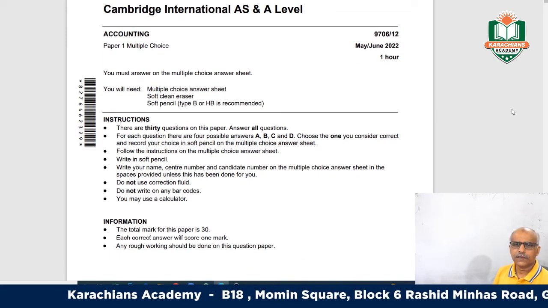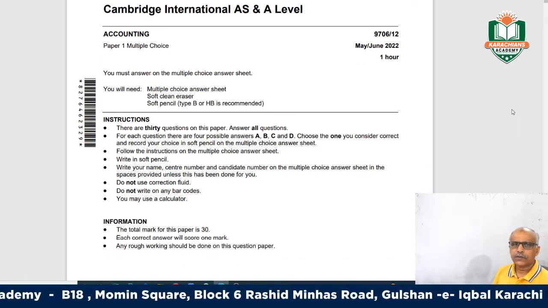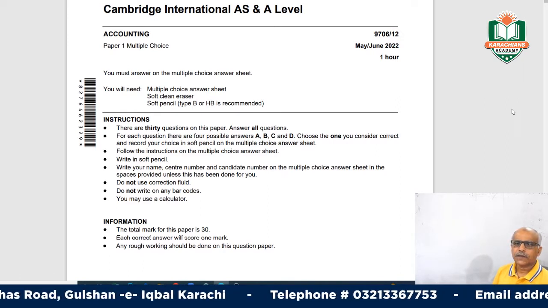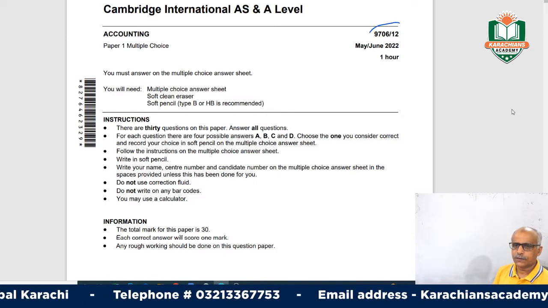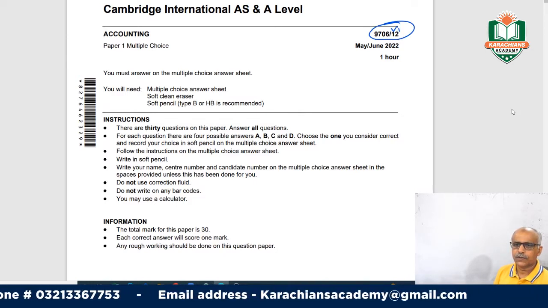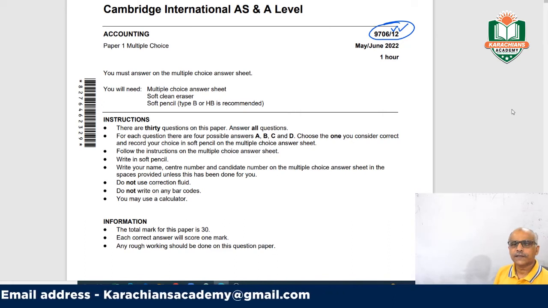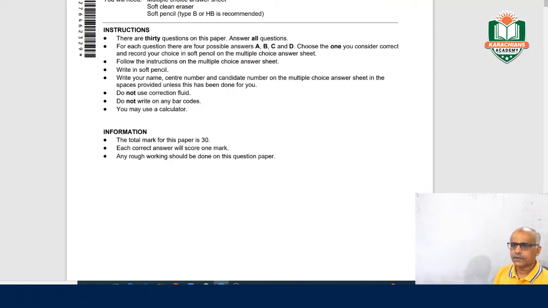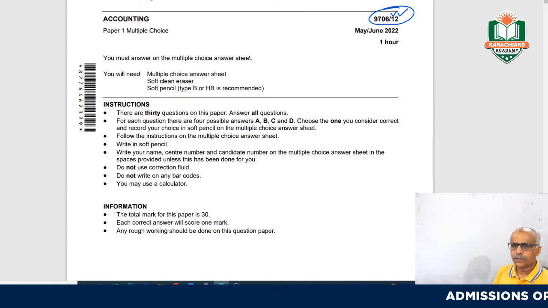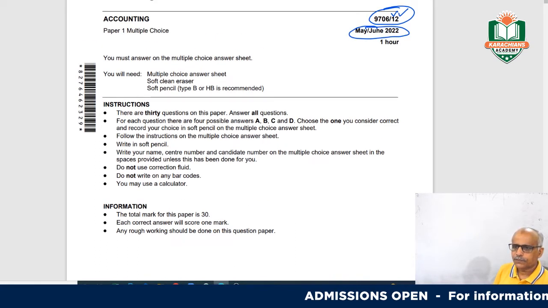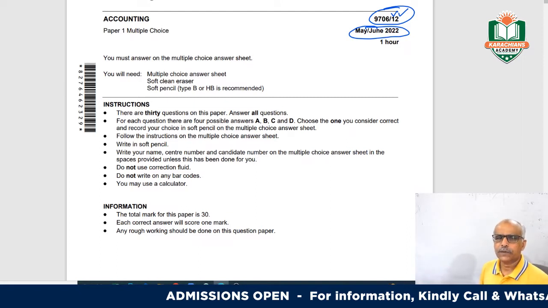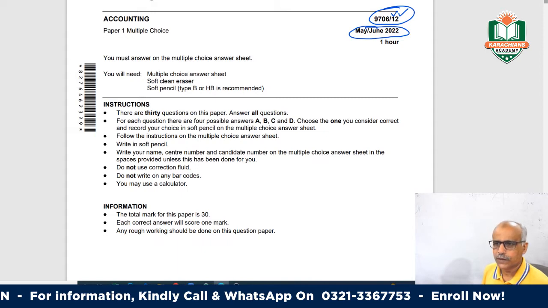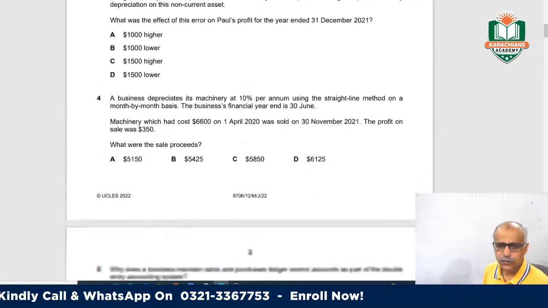So we are doing CIE past papers. We have selected AS level accounting, MCQ based papers, accounting 9706 and paper 1 and its version 2. We have selected the latest attempt, May June attempt 2022. We have done with question 10, so we will now do question 11 and onward. So move on to question 11.